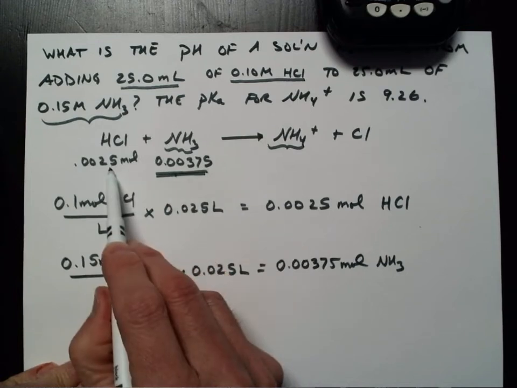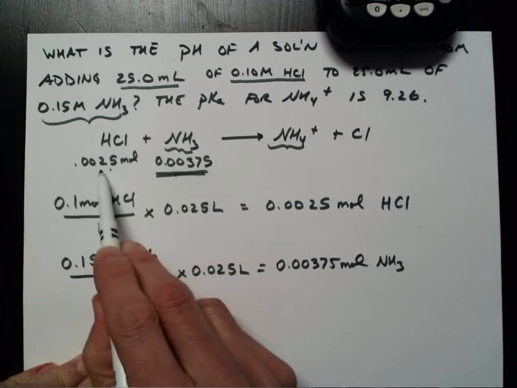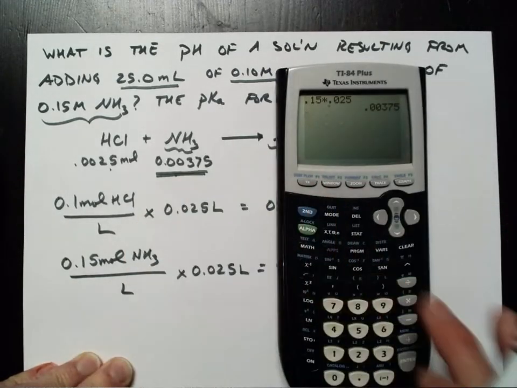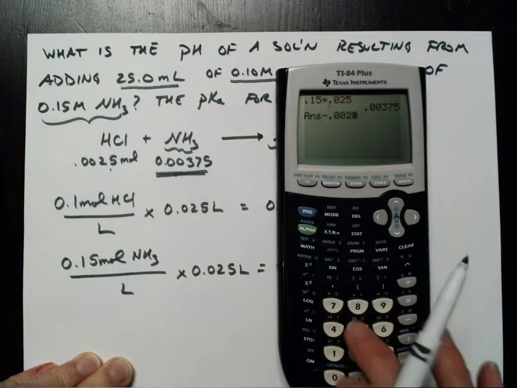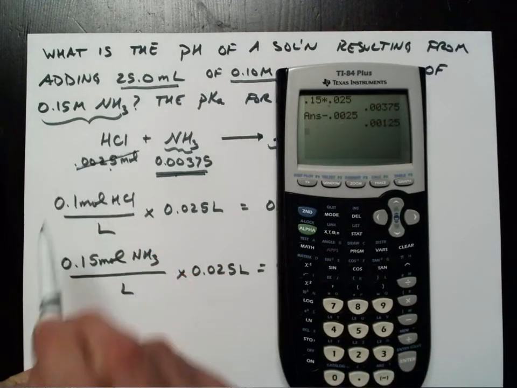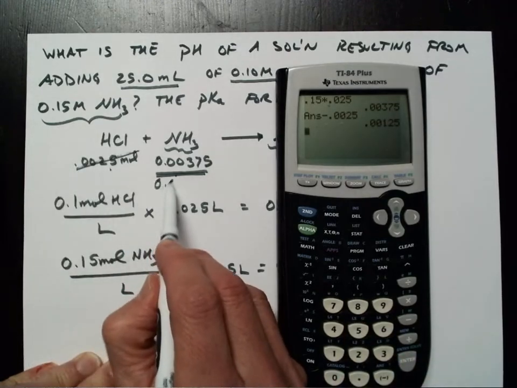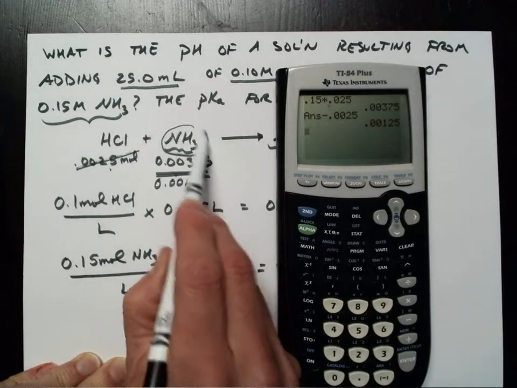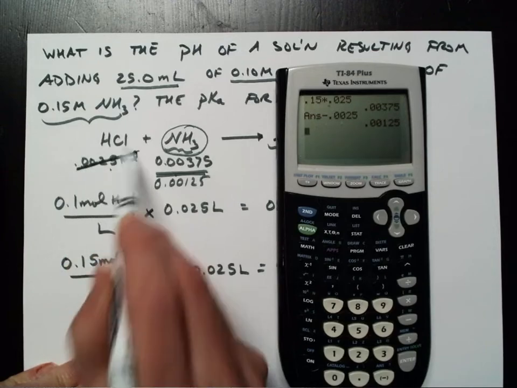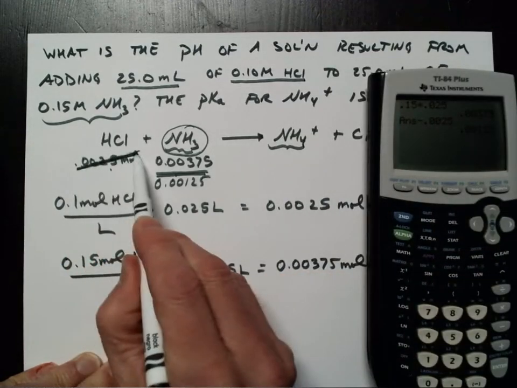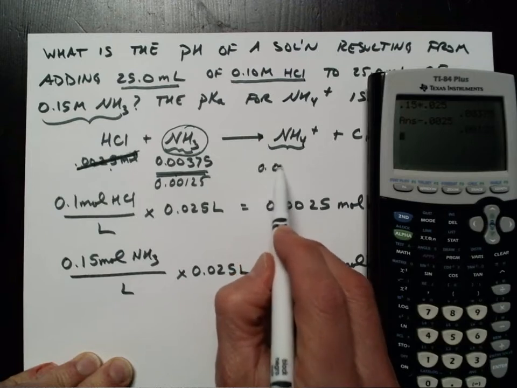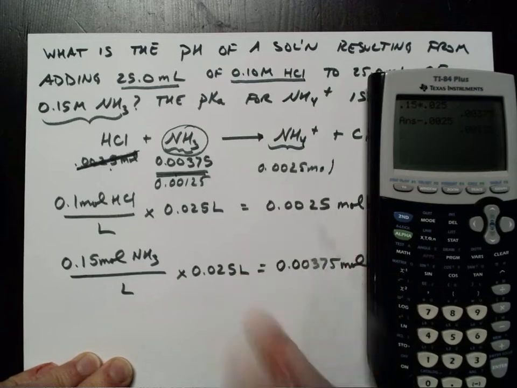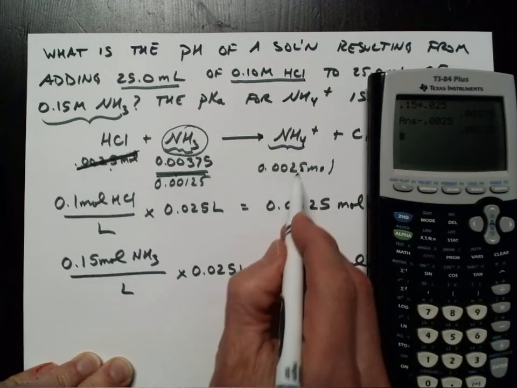So this will react with this. And it looks like 0.0025 moles of the ammonia will react. So let's take our 0.00375, subtract 0.0025. All of the HCl will go away. We'll have 0.00125 moles of the ammonia left, because that much will react. And since this much of the ammonia reacted, we'll have 0.0025 moles of ammonium that has been produced.